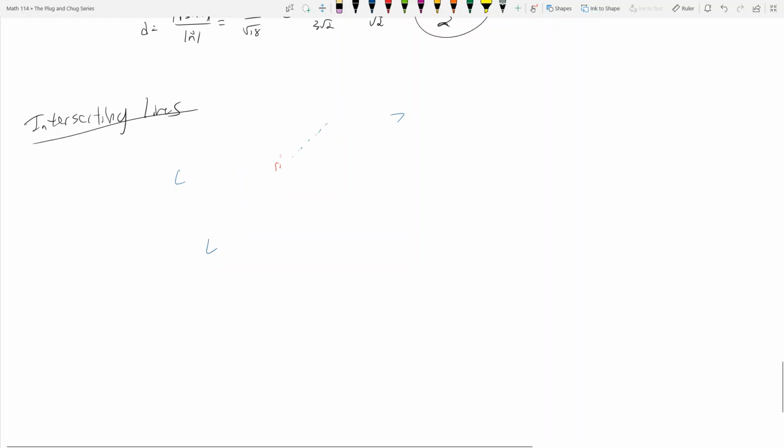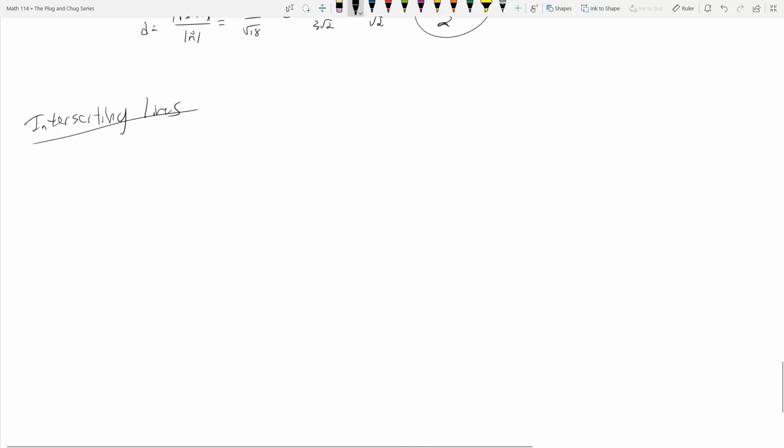We're going to consider the case where they intersect at a point. I already covered this case in a previous video, I think in the equation of planes video. In the last example, I had to intersect two lines. So this will be really fast.